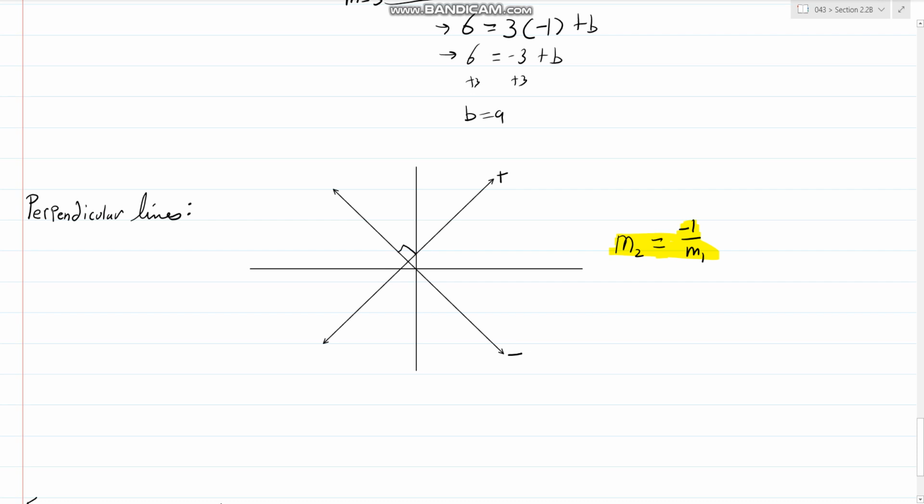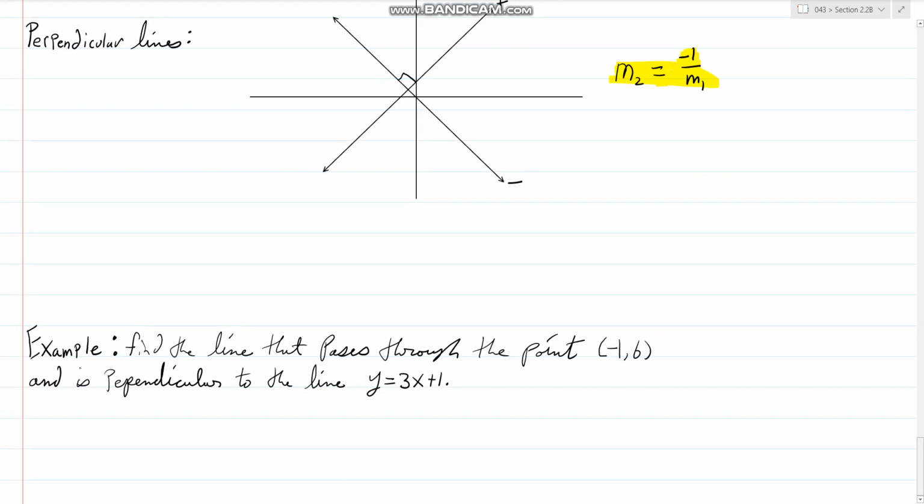So here's a little formula for you: they have to be opposites, so you have the negative sign, and they have to be reciprocals, so you can just do 1 over the original one. Let's look at an example of that and see how that might work in a question. So find the line that passes through the point (-1, 6) and is perpendicular to the line y equals 3x plus 1. This is almost the exact same question that we just had, except now it's asking for perpendicular.